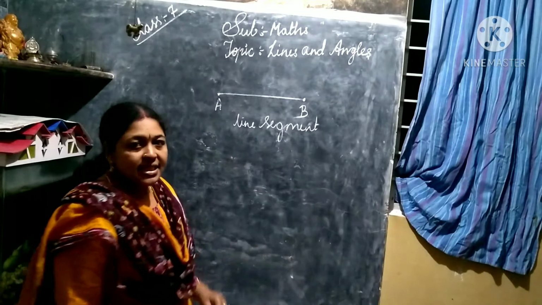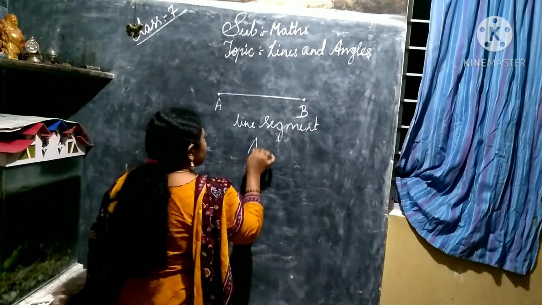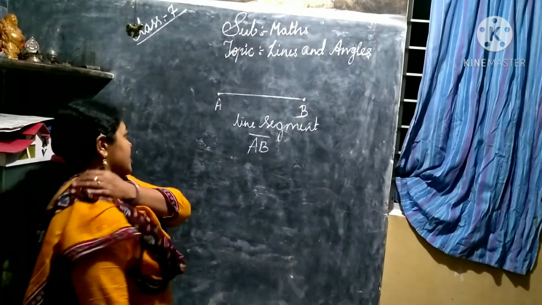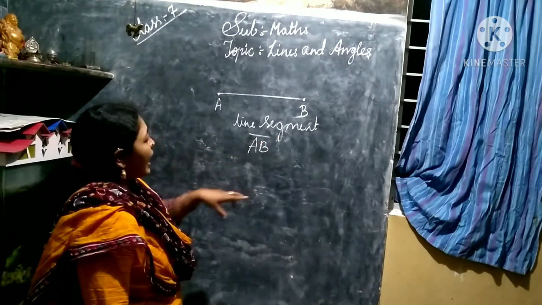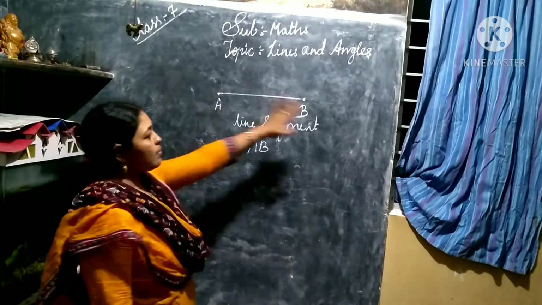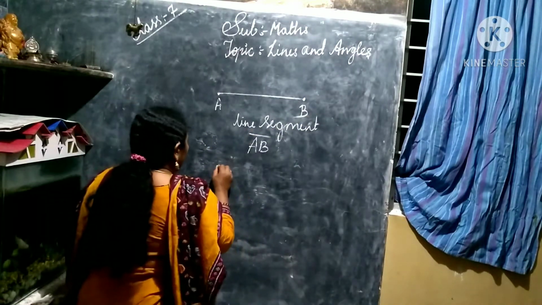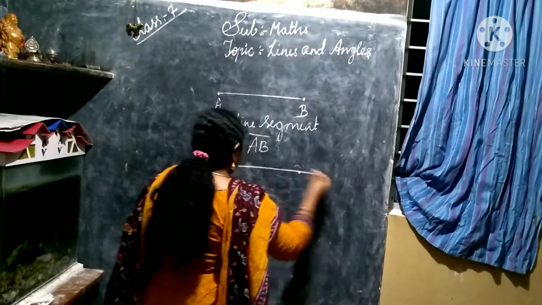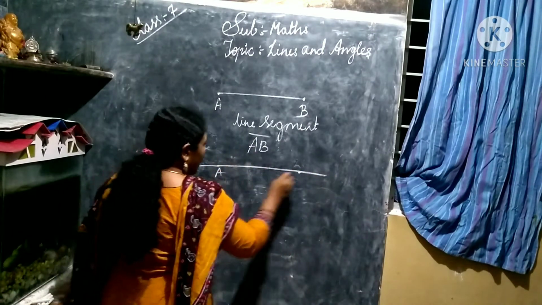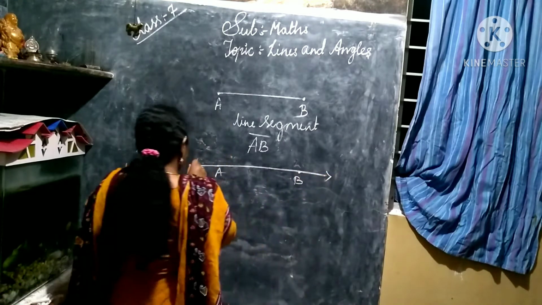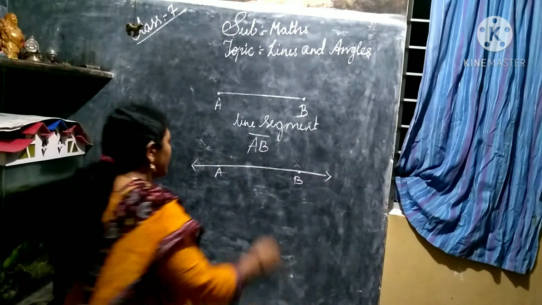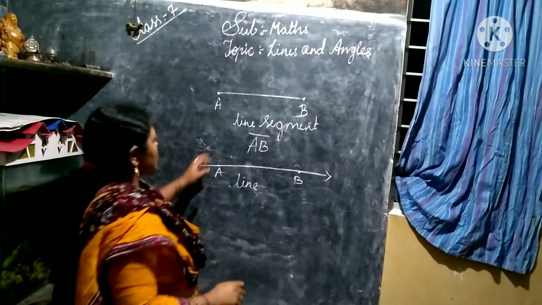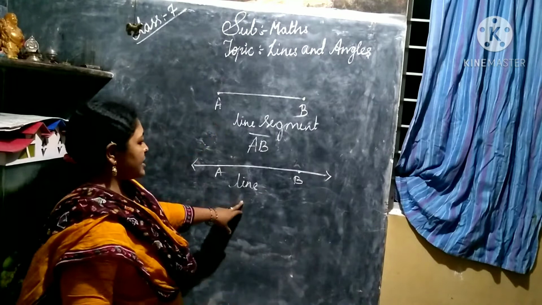So how to represent this line segment? We used to represent this line segment by AB dash, isn't it? So this is our line segment, and if you extend the line on both the sides, this is A and this is B, if you extend on both the sides, this becomes a line, isn't it? So this is a line segment and this is a line.